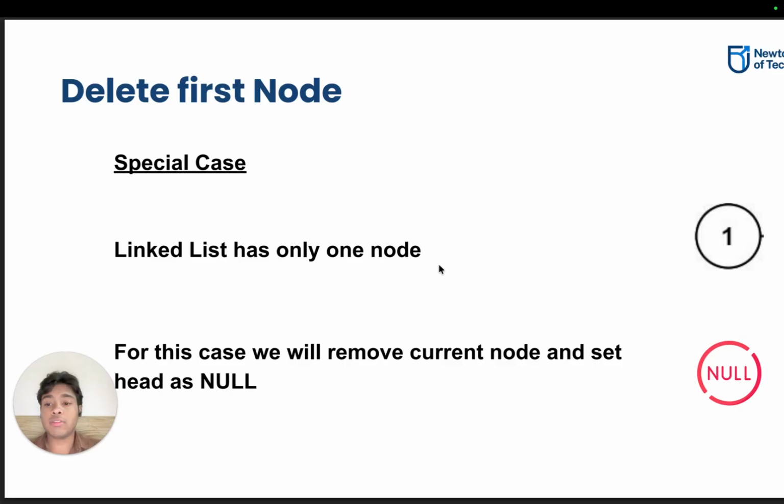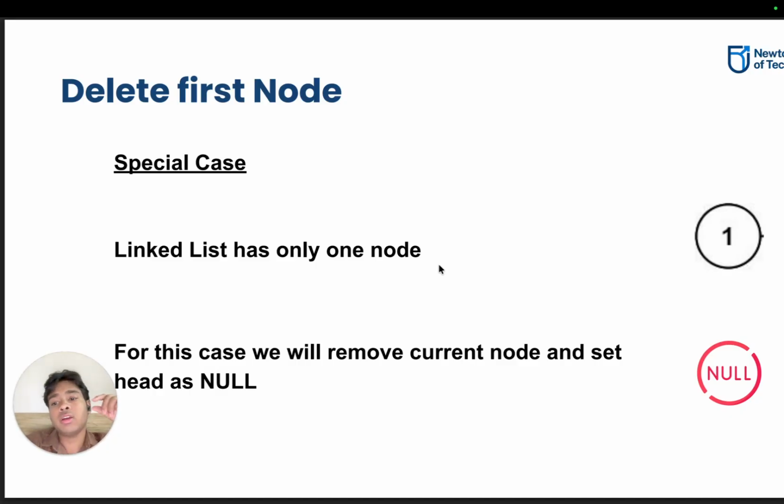This also has a special case, like the special case when deleting a node from the last. You have understood that in this also we have a special case: the linked list has only 1 node. The same case was there in deletion of the last node in the linked list. So for this case we will remove the current node and set the head value as none.